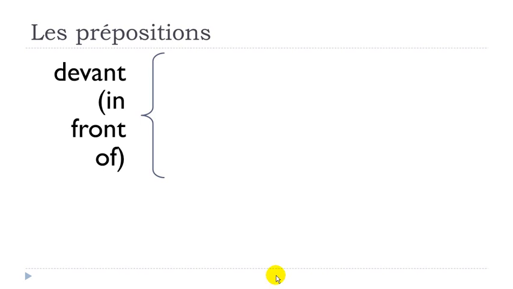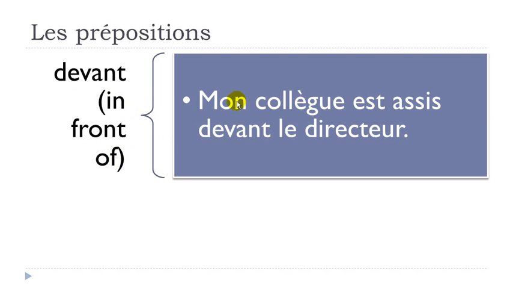Then after that, we can see devant. Devant means in front of. Okay, in front of. And then the example could be mon collègue, my colleague, est assis, is seated, devant le directeur. Le directeur, the director. Mon collègue est assis devant le directeur.